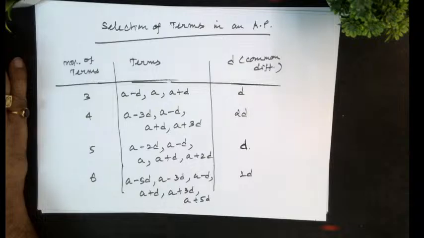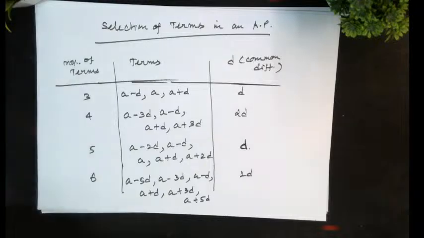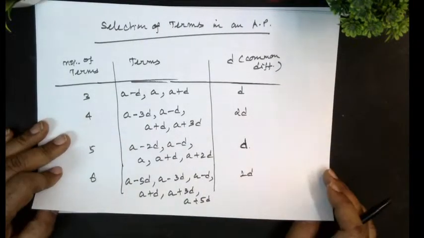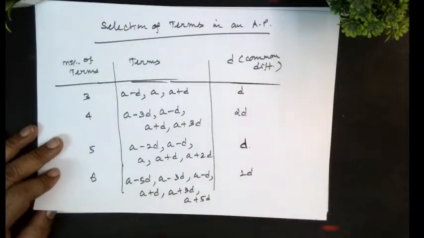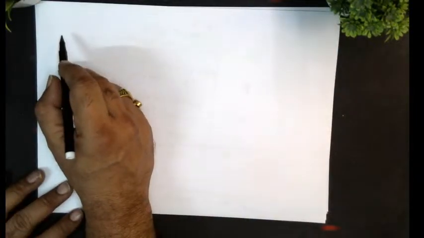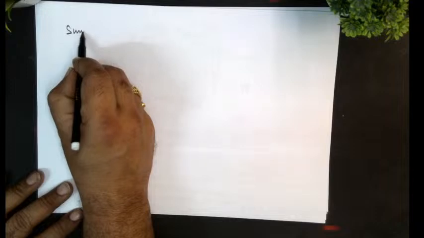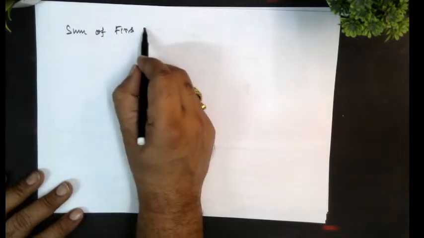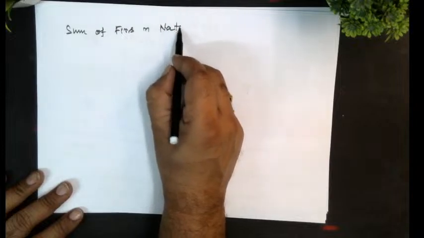Okay? So this is all about the arithmetic means. And you should know some important results also. You should know the formula for the sum of first natural numbers. Take down. The sum of first n natural numbers. Okay?